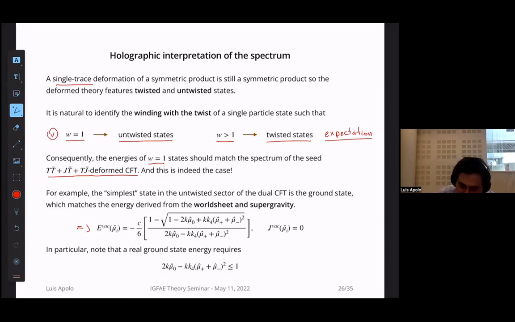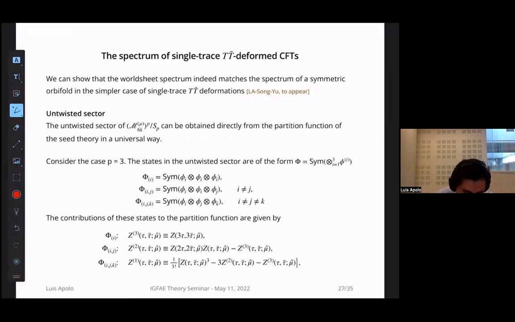Right, so this is an expectation that we have for this most general class of deformations, but we can show that it's indeed met for some simpler cases. And the simpler case is the TTbar deformation. So what I will show now is what the spectrum is of a single trace TTbar deformed CFT, and that it matches the worldsheet spectrum. To derive this spectrum, we first need to identify the contributions to the partition function coming from the untwisted sector. And it turns out that this contribution is universal. It's valid for any symmetric orbifold of any kind of theory.